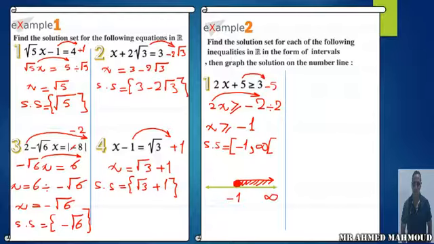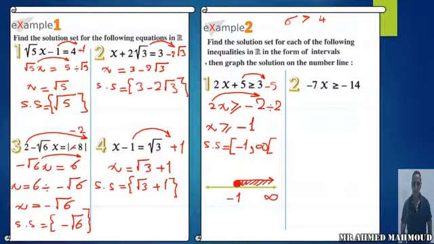Next, number 2, we have an inequality here: negative 7x greater than or equal to negative 14. Now we have a problem. For example, if we have 6 and 4, 6 is greater than 4.